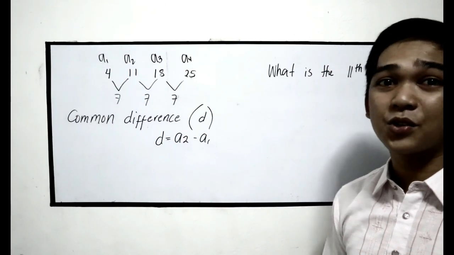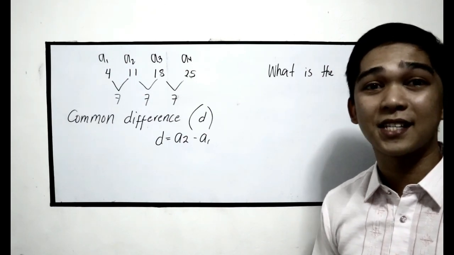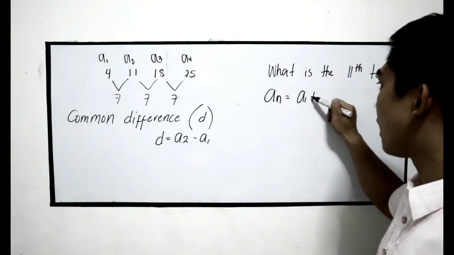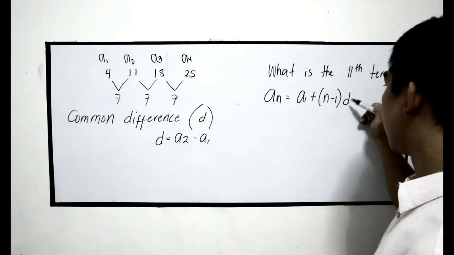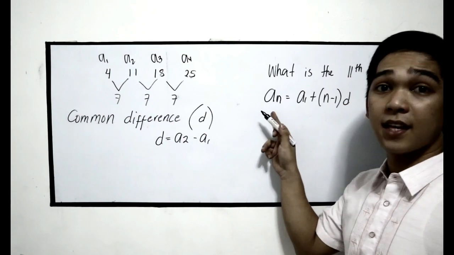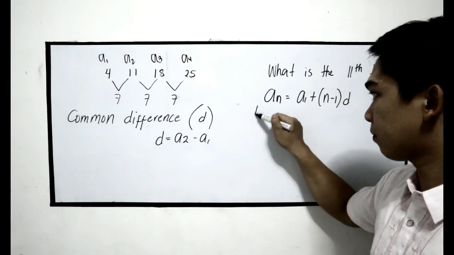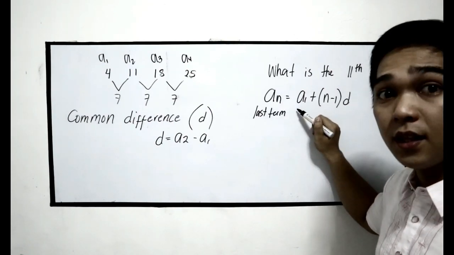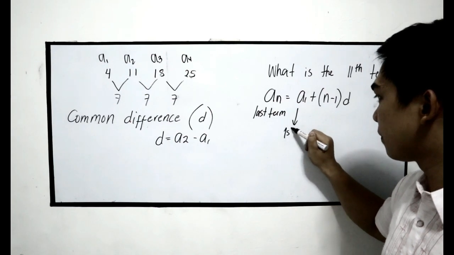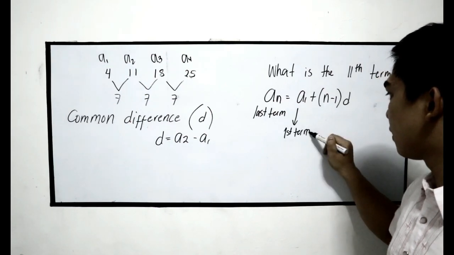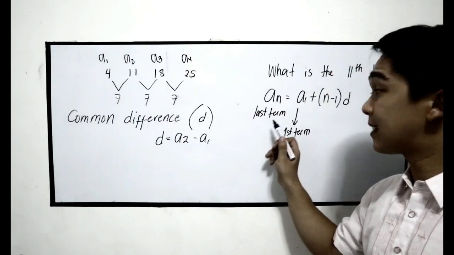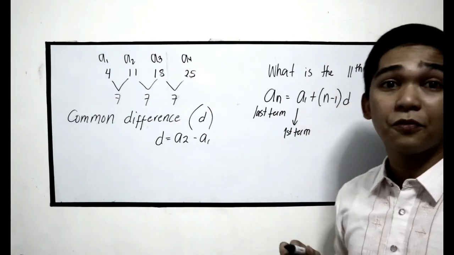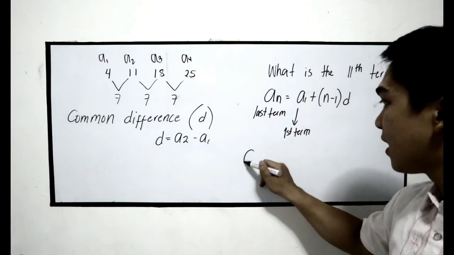Now I will introduce to you the first formula in this sequence. We have the an formula: an is equal to a1 plus n minus 1 times d. Wherein an is the last term, a1 is the first term, n is the nth term, and d is the common difference. In this case, we're going to find the 11th term, so that is a11.